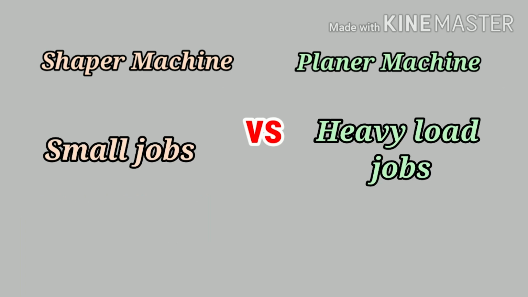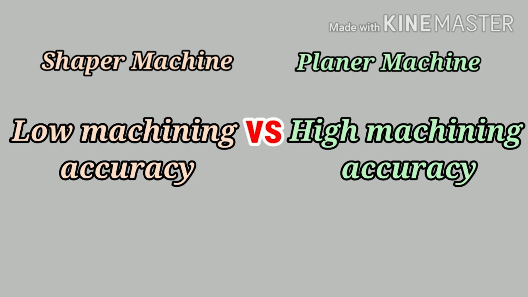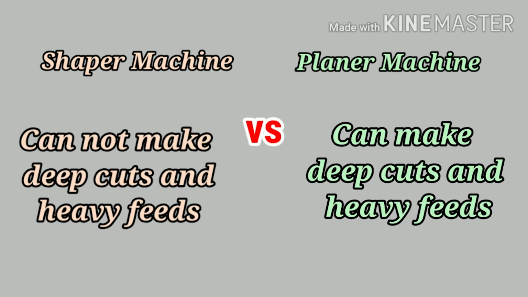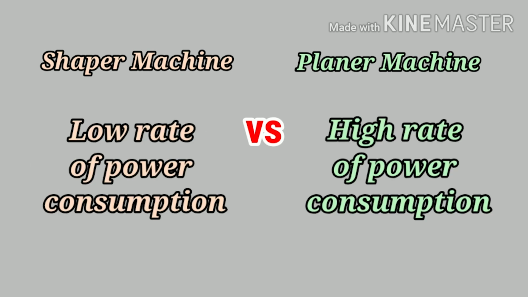Shaper machine is intended for small jobs, while planer machine is intended for heavy load jobs. Shaper machine has low machining accuracy, while planer machine has high machining accuracy. Shaper machine is simple in construction, while planer machine is robust in construction. Planer machine can make deep cuts and heavy feeds, while shaper machine cannot. Shaper machine has low rate of power consumption, while planer machine has high rate of power consumption.